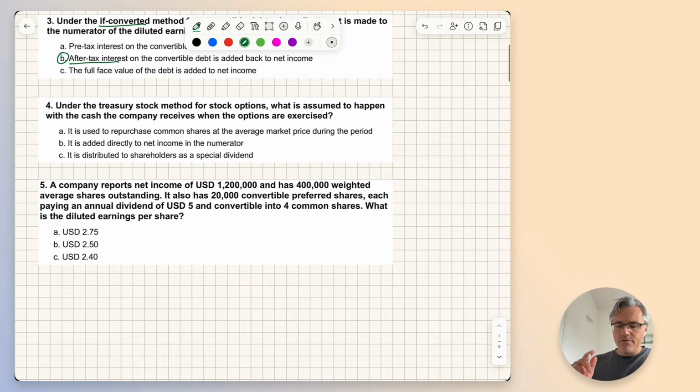Number 4, under the Treasury stock method, that's the method we use when we've got options on shares, stock options.